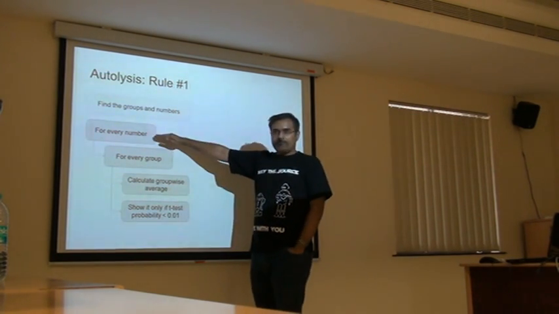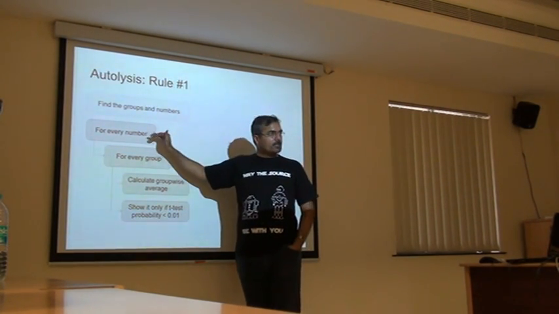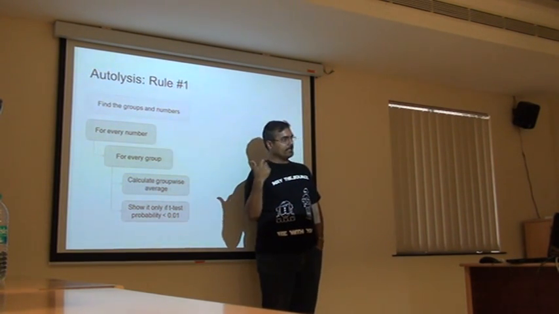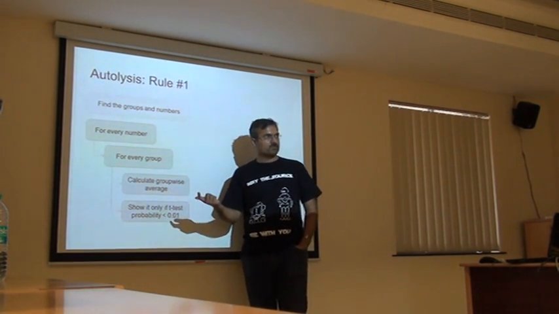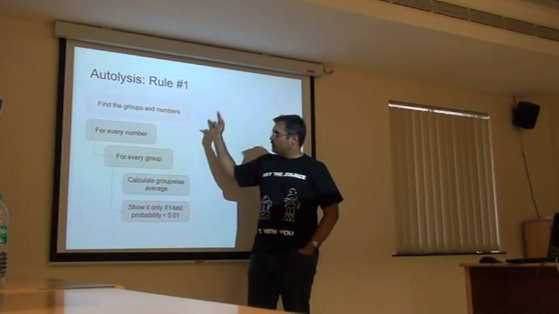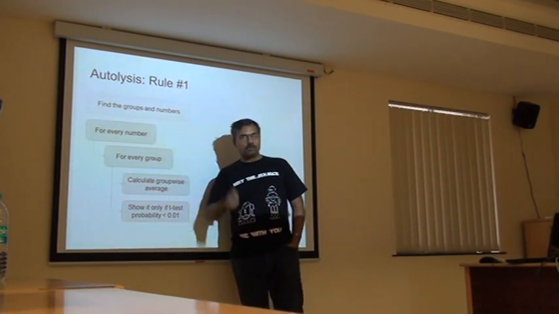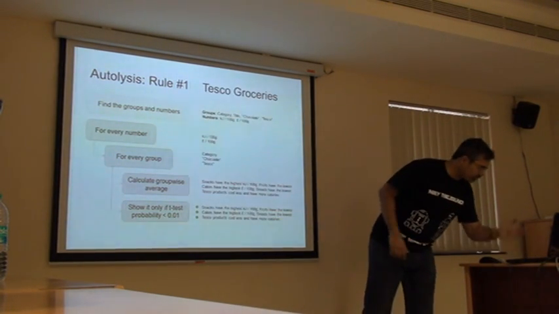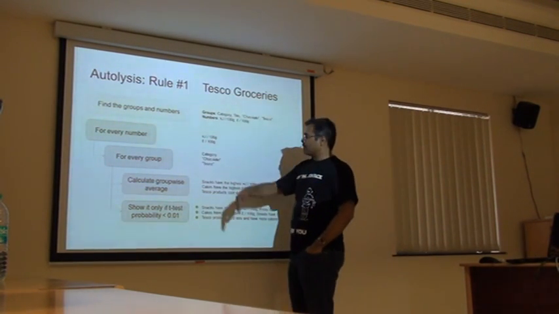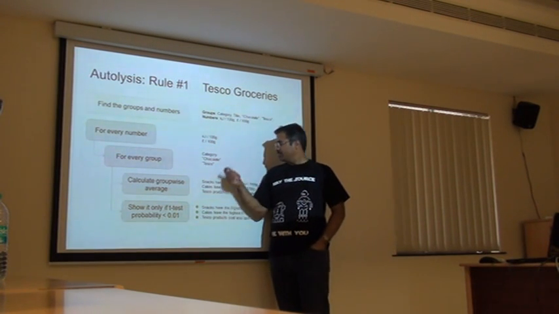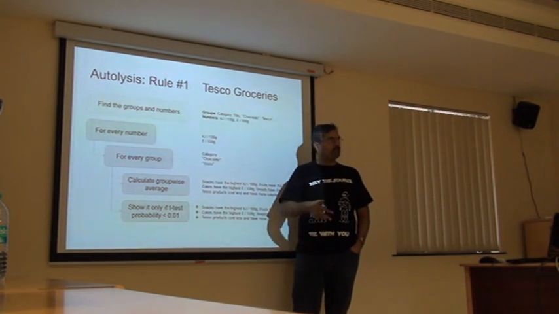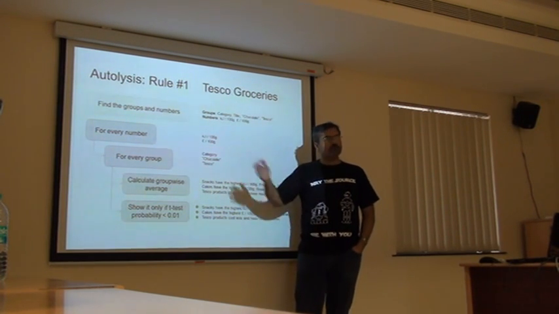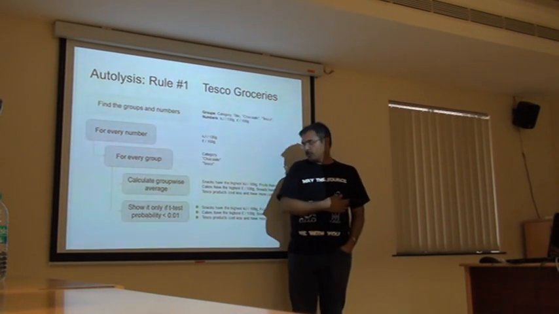Now, take every number that you got. For example, in the Tesco groceries case, we had kilojoules per 100 grams and we had the price per 100 grams. Take both numbers. For each number, take every group. So in that example, it could be the category of the product. It could be whether the product had the word chocolate or not, whether the product had the word Tesco or not, and any other groups that you can think of.